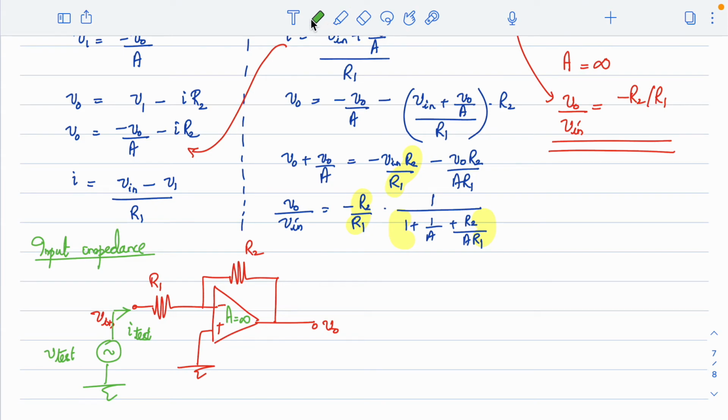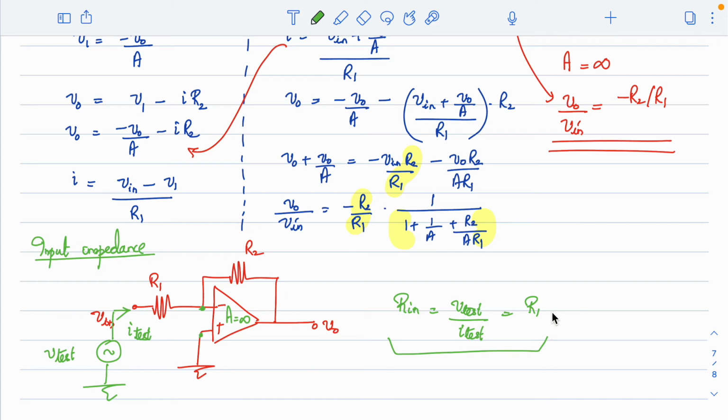Your A is infinity. The moment you say the A is infinity, this node is 0, this node is 0, this is also 0, right? The virtual short is enabled. So this is 0, this is 0, the test voltage I have connected is just across R1. So in that case, your Rin, which is V test divided by I test, is equal to what? Since this node is at 0, it is only R1. R1 is the input impedance, right? So input impedance is only equal to R1 when your gain is infinity.